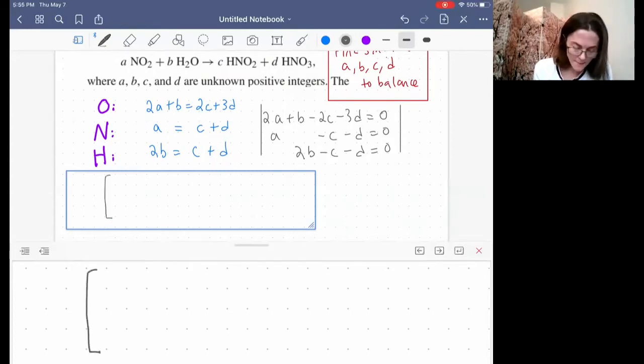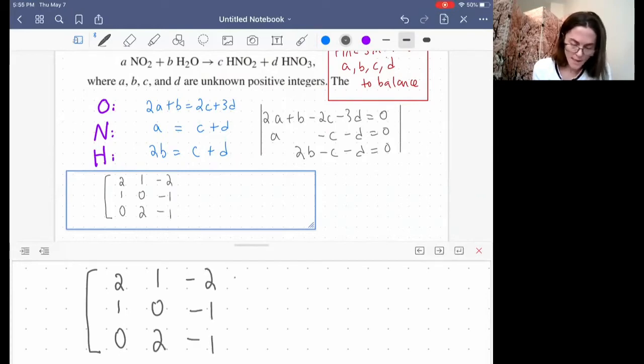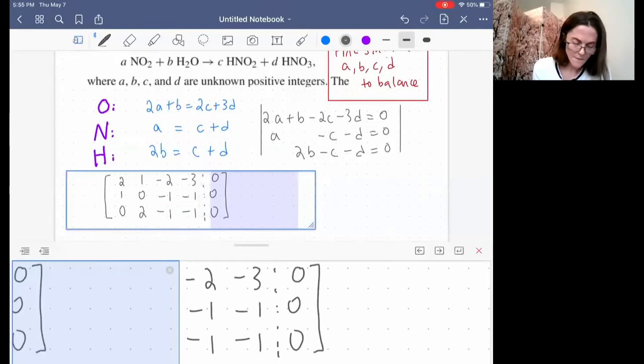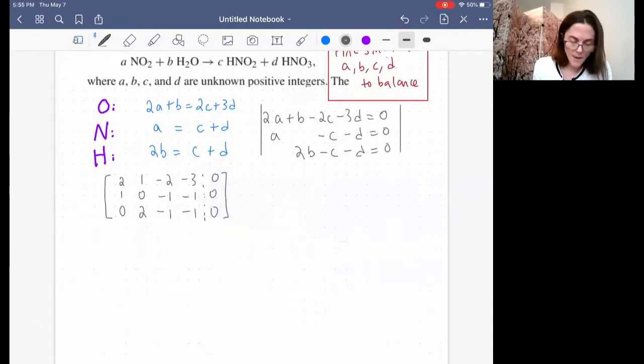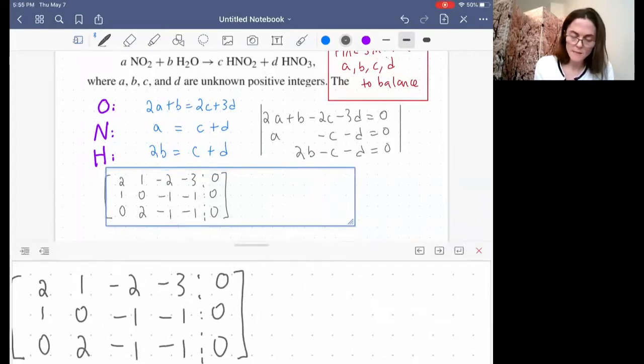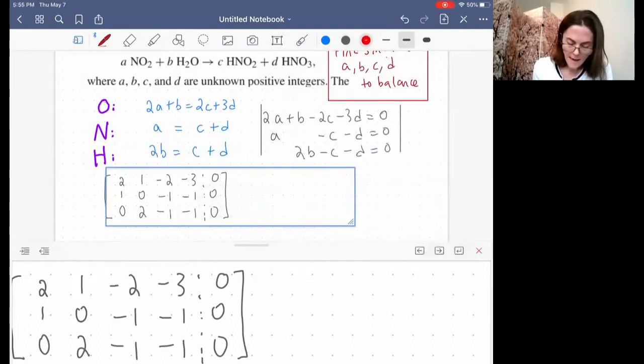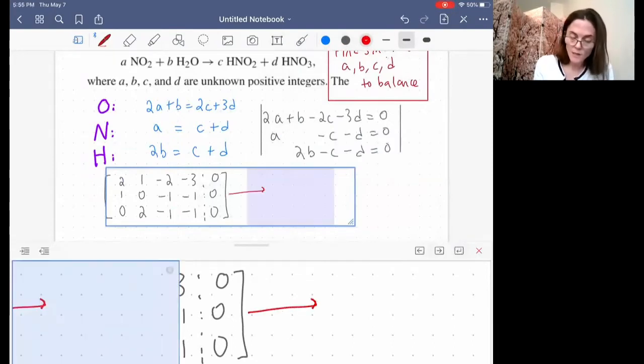I'm going to write the augmented matrix. We have 2, 1, 0. We have 1, 0, 2. Minus 2, minus 1, minus 1, and minus 3, minus 1, minus 1. And then I will augment it with zeros like this. Okay, so now maybe I'll move it. Maybe I'll leave it. It's fine. I was going to move it over to give myself more space. Let's get a red. Okay, and now we perform elementary row operations in order to solve this linear system.